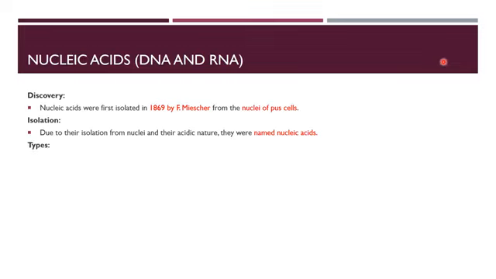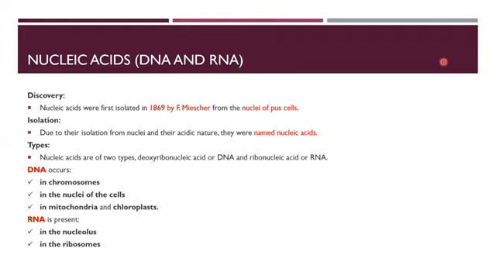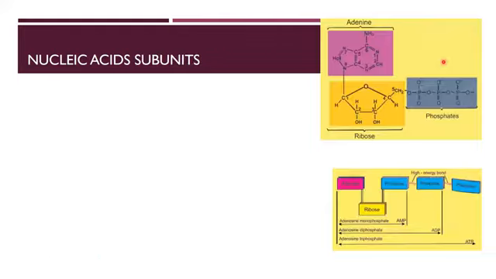Okay. Now, what are the types of these nucleic acids? There are two types. The first one is the deoxyribonucleic acid or DNA, and the second one is the ribonucleic acid or RNA. Okay. Now, DNA occurs in the chromosomes, in the nuclei of the cells, in the mitochondria and chloroplasts. But RNA is present in the nucleolus, okay, and in the ribosomes and in the cytosol, okay.